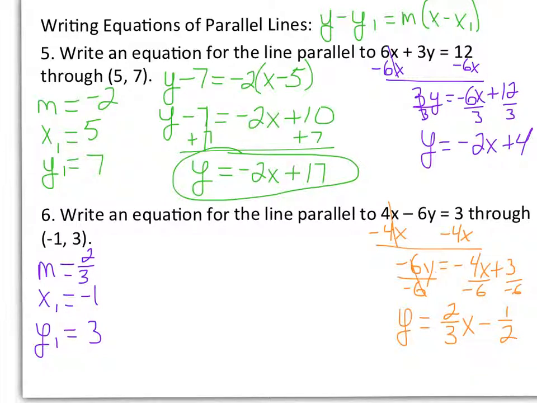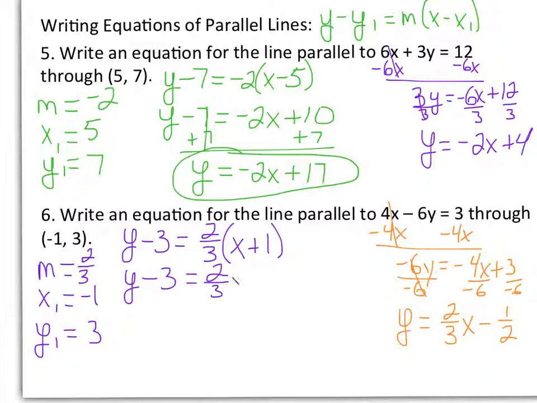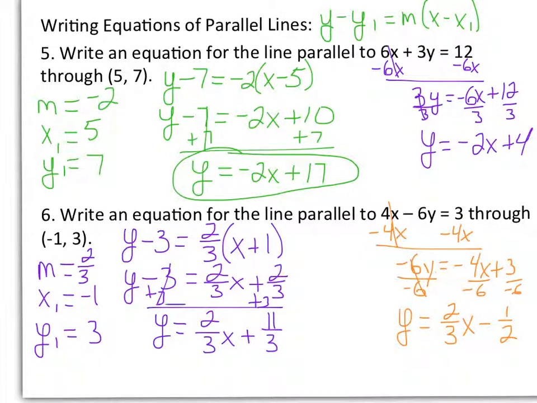Alright, so using our point slope form, y minus 3 equals 2/3 times x minus negative 1, so that becomes a plus 1, and then simplify. So y minus 3 equals 2/3 x plus 2/3. Add 3 to both sides, so it's the same as adding 9/3. So y equals 2/3 x plus 11/3. And since we're not going to be graphing this, you can leave your y-intercept like that, or you could write it as a mixed number.